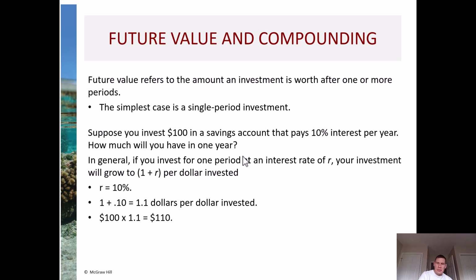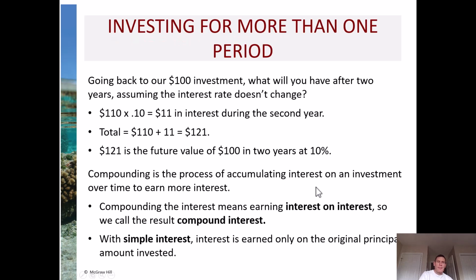In general, if you invest for one period at an interest rate of R, your investment will grow to 1 plus R. Think of 1 as what you invested, and R as the extra money you get. R in this case is 10%. So if you invested 100, we just multiply it by 1.1. R, of course, is 0.1, and we get 110.